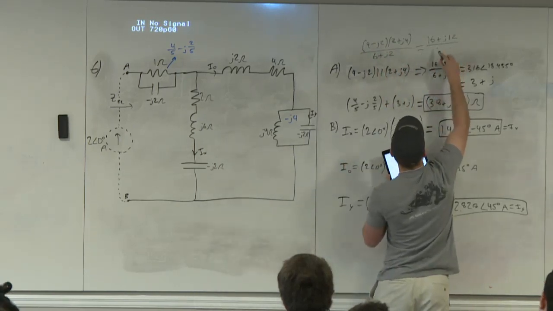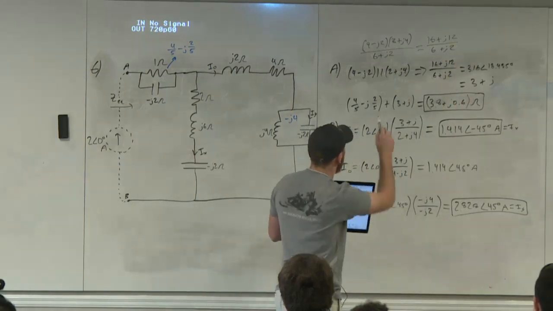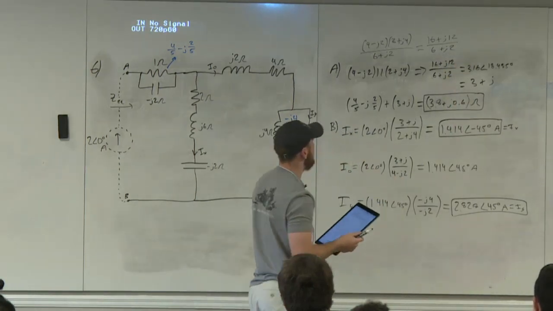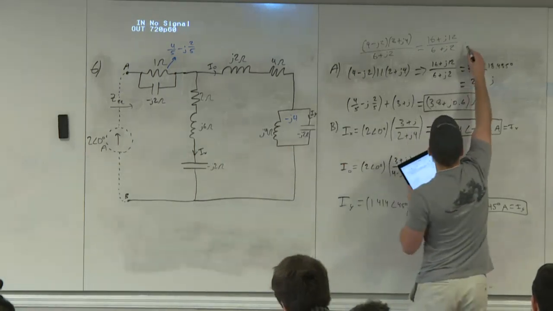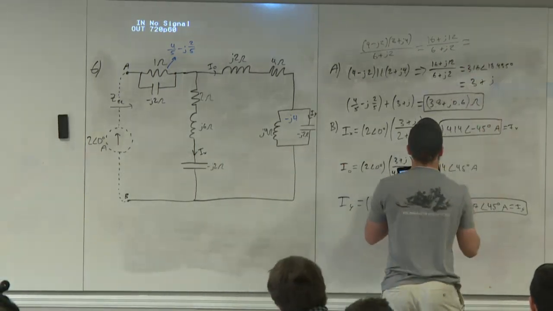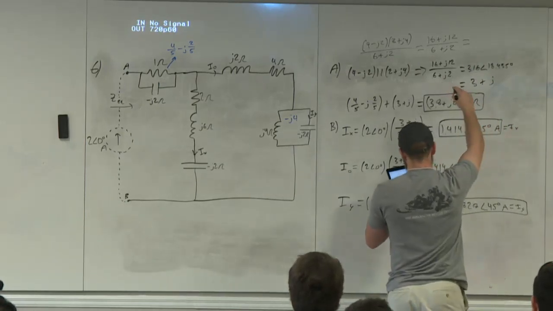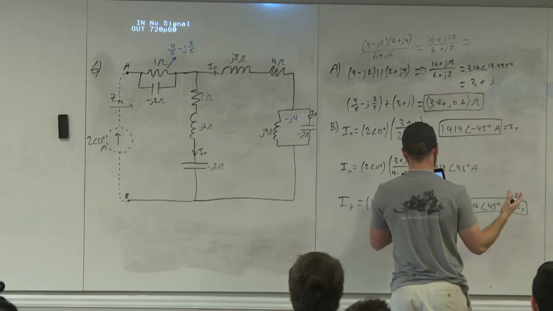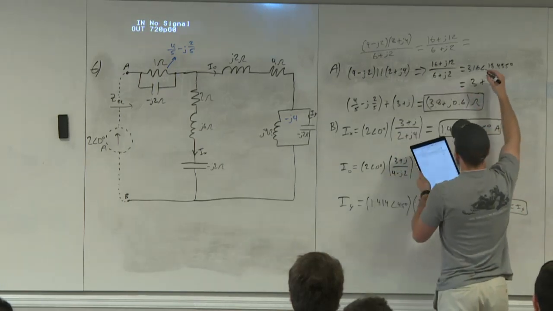So you get 16 over 6 plus j2. And then I prefer to convert that to angle format, just in case somebody doesn't know how to do that. So we're going to get the magnitude of it: 16 squared plus 12 squared, square root all that. You get 20.